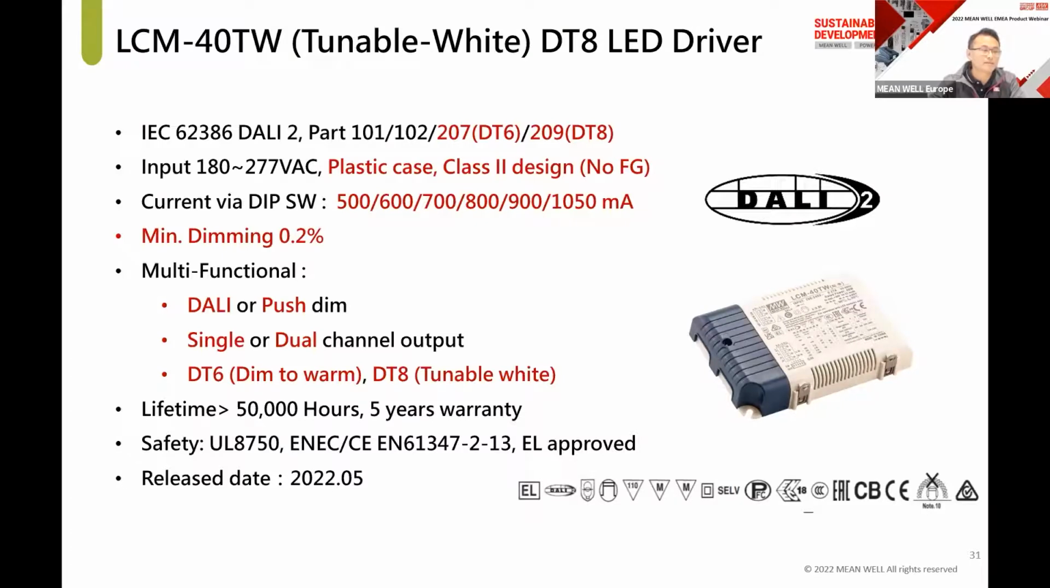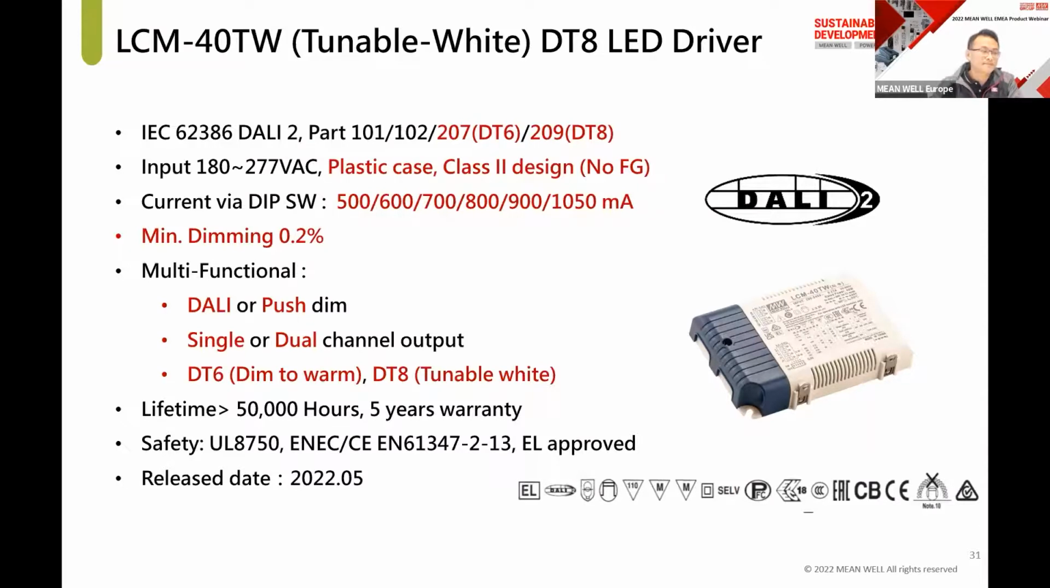LCM TW has a 2-channel output. You can set the output in either DT6 or DT8 mode. For example, if we use LCM in DT8, one channel is for the cool white and another channel is for the warm white. Regarding DT6, either set the LCM in 1-channel DT6 output or set 2-channel for dual DT6 output. 2-channel DT6 output means they can control 2 lamps independently with 2 DALI addresses.